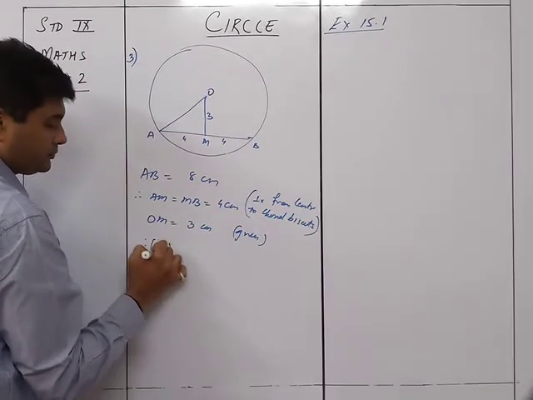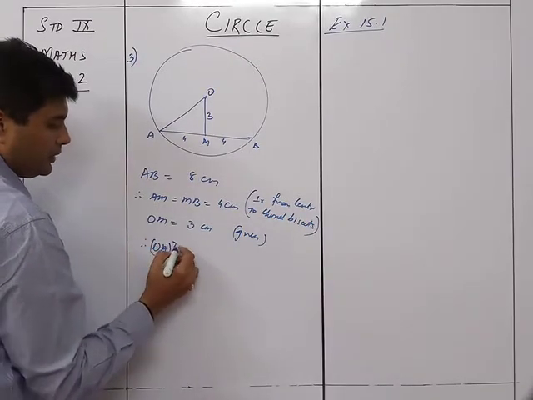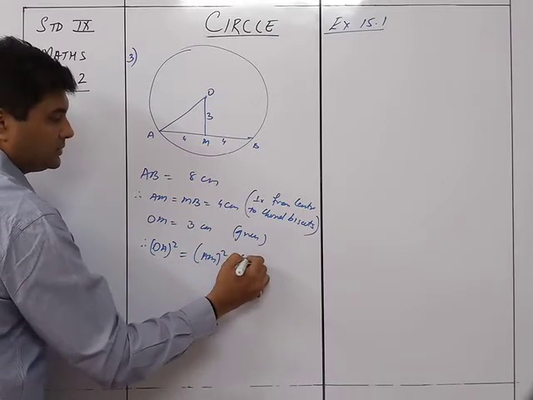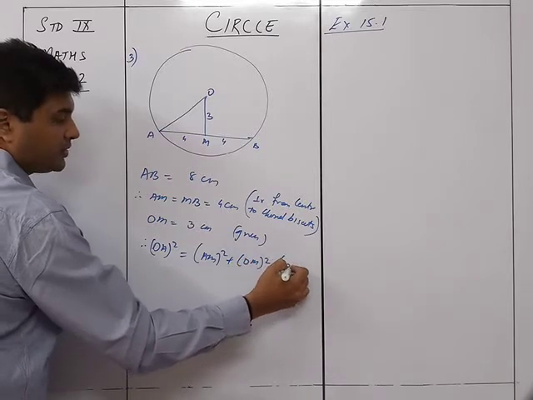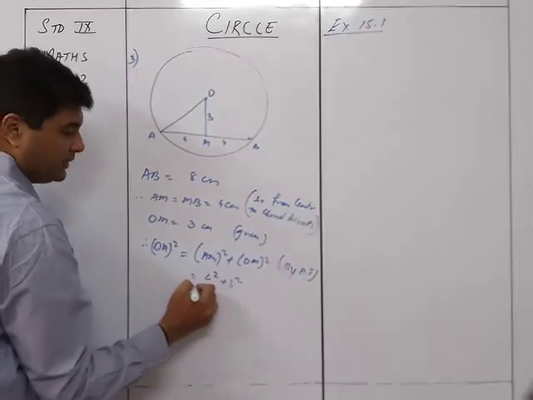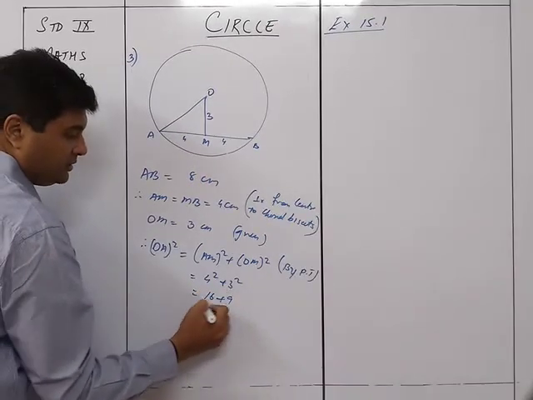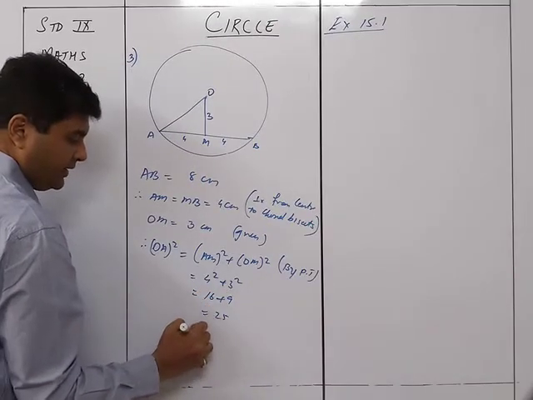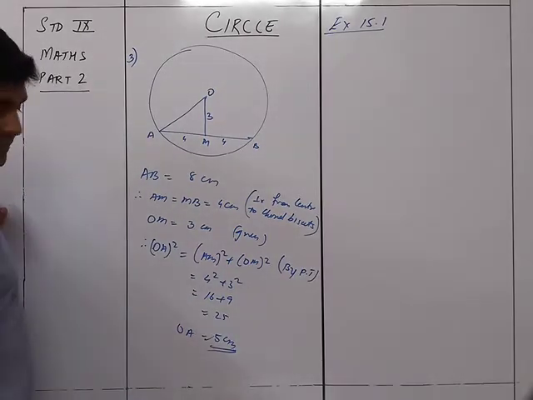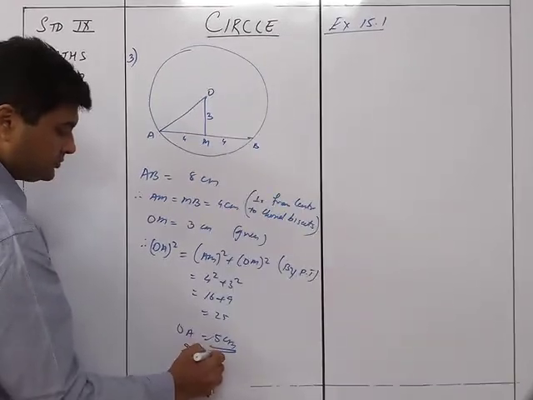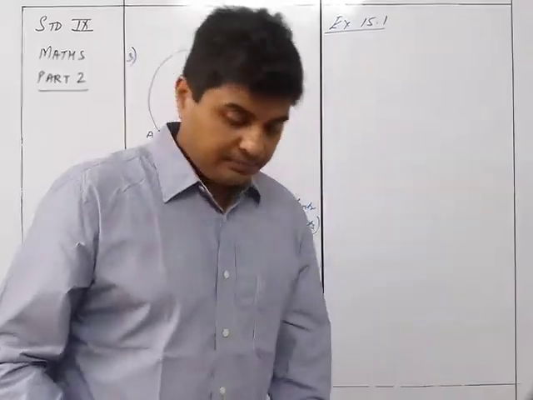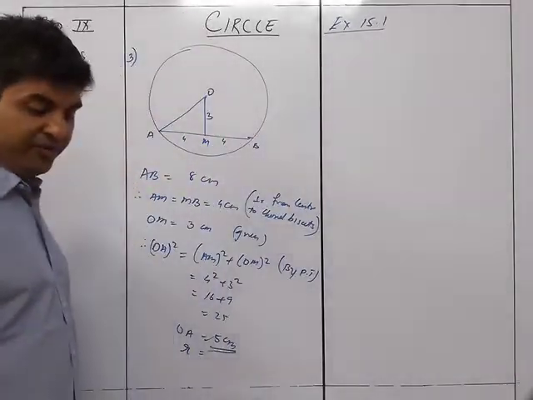Therefore OA square is equal to AM square plus OM square by Pythagoras theorem. So it's 4 square plus 3 square, which is 16 plus 9, 25. So OA is equal to 5 centimeters. That's the radius. So the radius is 5 centimeters. Easy sum. We now move on to sum number 5.